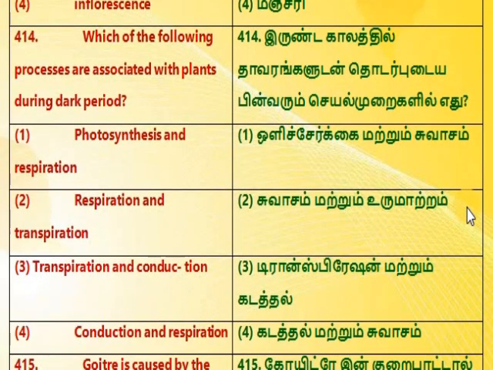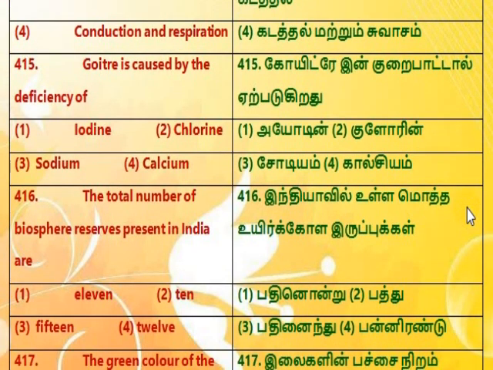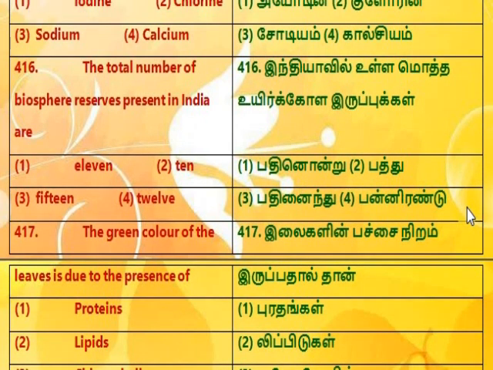414. Which of the following processes are associated with plants during dark period? 1. Photosynthesis and respiration. 2. Respiration and transpiration. 3. Transpiration and conduction. 4. Conduction and respiration. 415. Goitre is caused by the deficiency of 1. Iodine. 2. Chlorine. 3. Sodium. 4. Calcium. 416. The total number of biosphere reserves present in India are 1. 11. 2. 10. 3. 15. 4. 12.